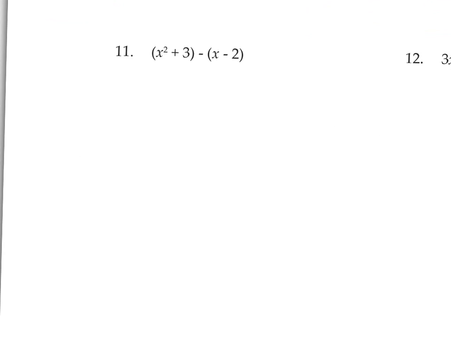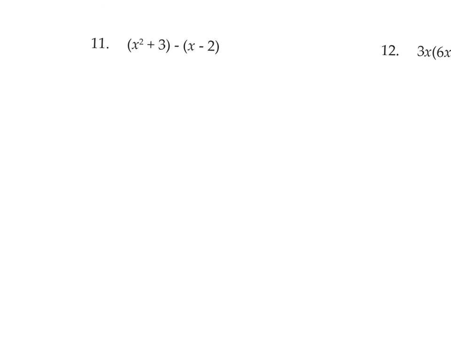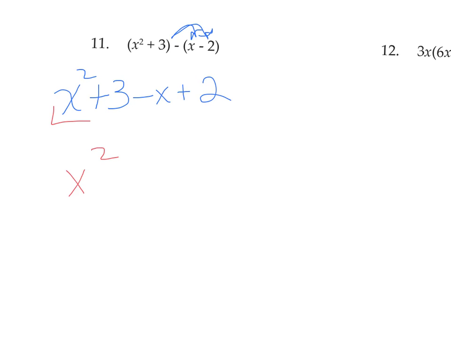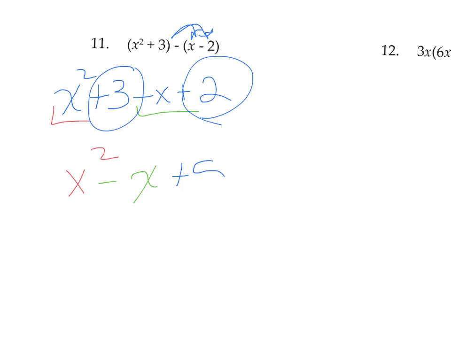Okay, what do we have on number 11? Oh, two binomials. Not too bad. A binomial and then subtract another binomial. So we have to distribute when we do this. So x squared plus 3 from this first binomial and then distribute. So minus x and plus 2. And then combine like terms. Well, there's only this one x squared term. And there's only the one x term. But we have two constants, positive 3 and positive 2 make positive 5.